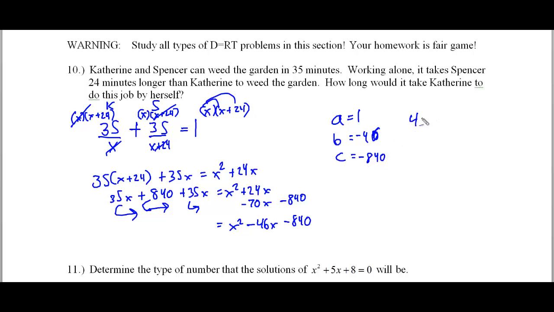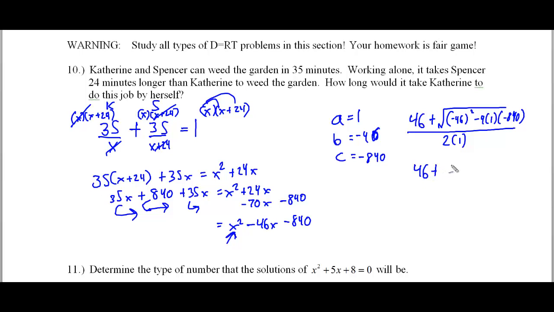So we're going to have negative B plus, not plus or minus, because since my A value was positive, I'm not going to use the plus minus. If the A value was negative, then I would definitely use the minus. But I don't have to use both, because one will give me an answer that works, one will give me an answer that doesn't work. So I've got 46 plus, in parentheses, negative 46 quantity squared, minus 4 times 1 times negative 840. Whoa, that's pretty crazy. All over 2 times A.